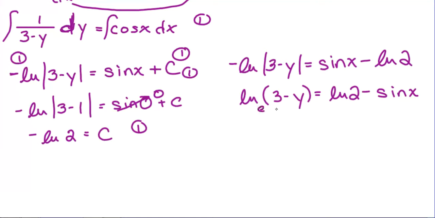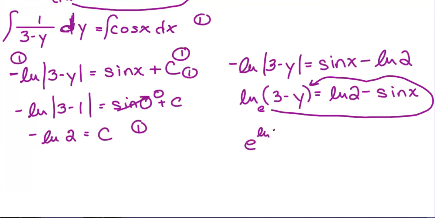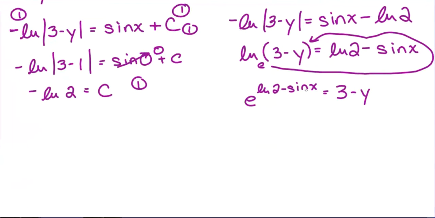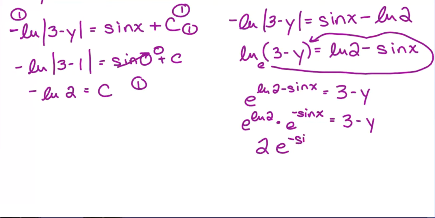So that means we need to write this in exponential form. Okay, so e to the natural log of 2 minus the sine of x is equal to 3 minus y. Now we need to simplify this over here before we continue to get y by itself. Remember, this is always going to happen. We can decompose. This came from multiplying these two expressions. So e to the natural log of 2 is simply 2. So we've got 2e to the negative sine of x is equal to 3 minus y.